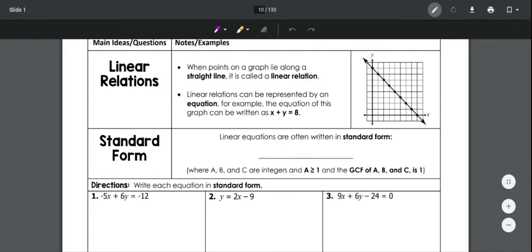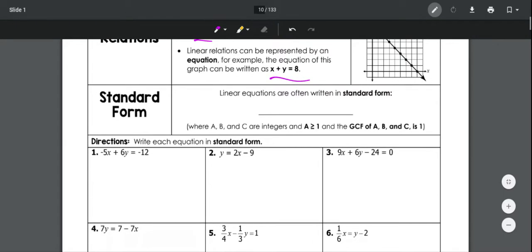When points on a line or points on a graph lie on a straight line, they have a linear relation. So then we can see that this equation would be that graph. Nothing major there, just some pretty basic stuff.